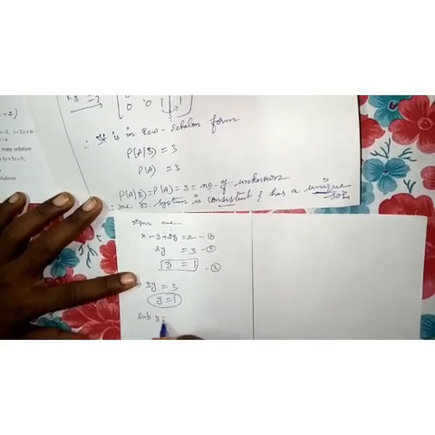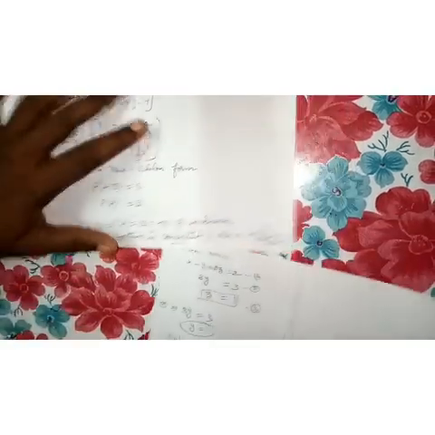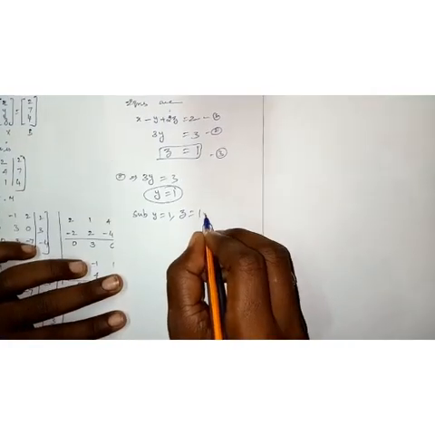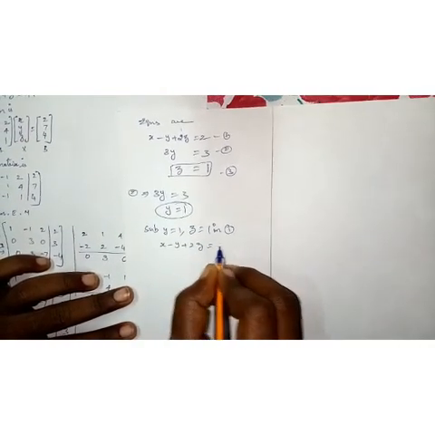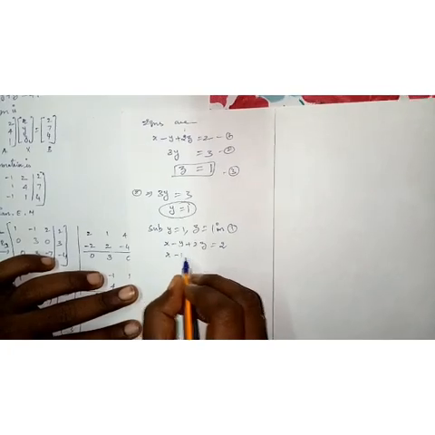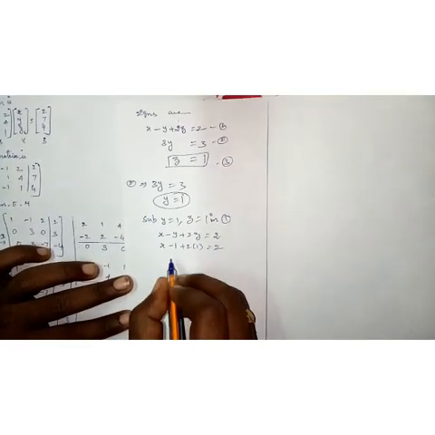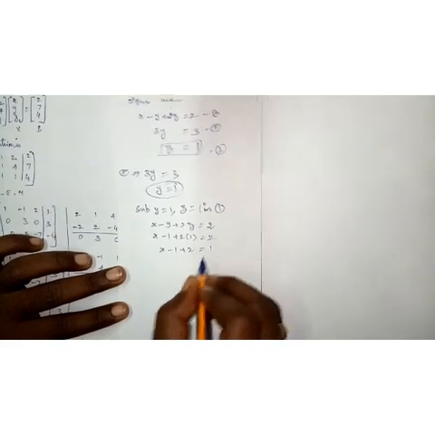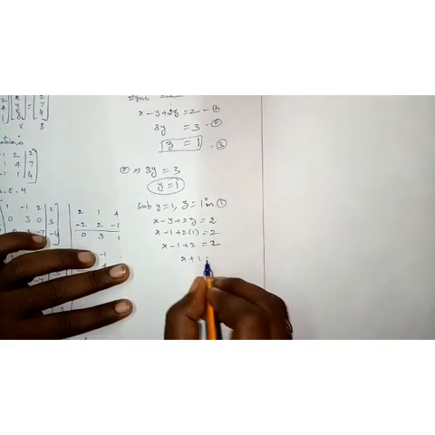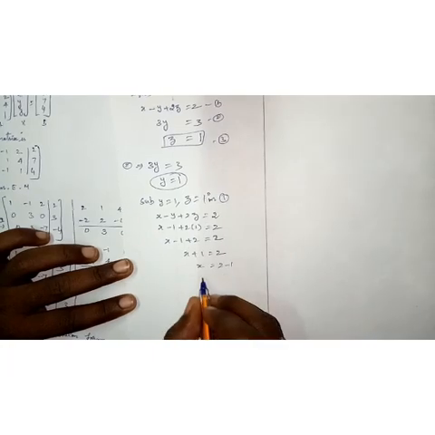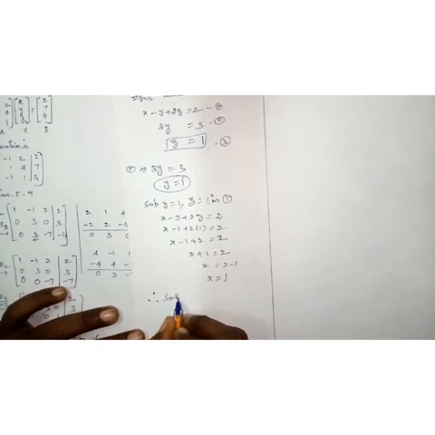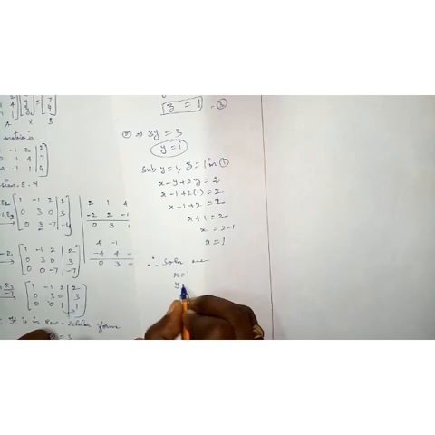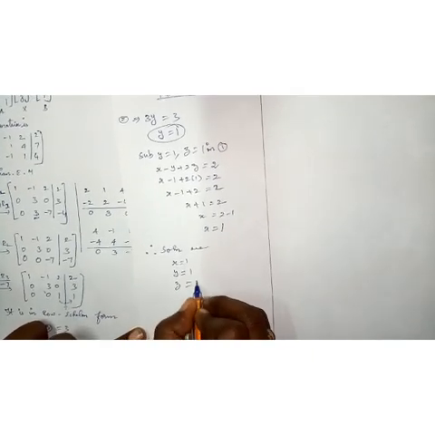Substitute y equal to 1, z equal to 1 in equation 1: x minus y plus 2z equal to 2. So x minus 1 plus 2 of 1 equal to 2. x minus 1 plus 2 equal to 2, x plus 1 equal to 2, x equal to 2 minus 1. So x is equal to 1. Therefore, the solution: x equal to 1, y equal to 1, z equal to 1.